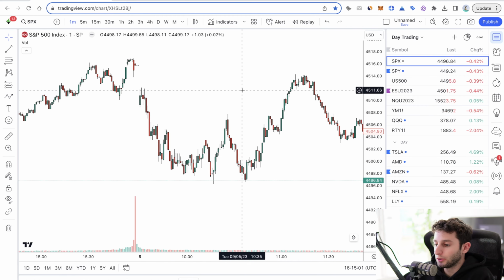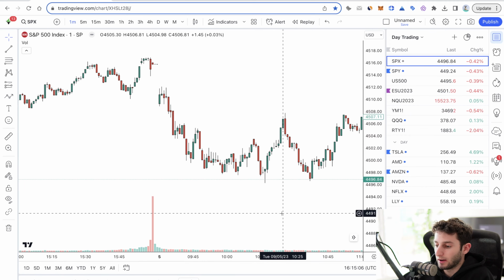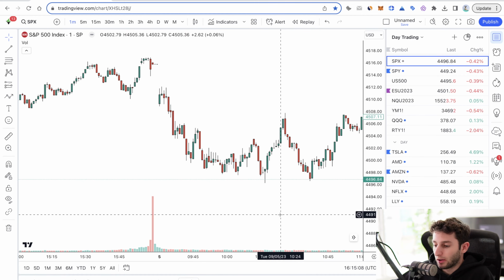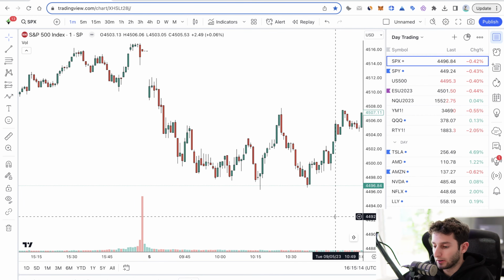Now, if I told you to look at this chart, just like this action here, and I said, wait for price to tell you what it's going to do, okay? That's like the key of really the strategy. It's just waiting for price to tell you what it's going to do, right?